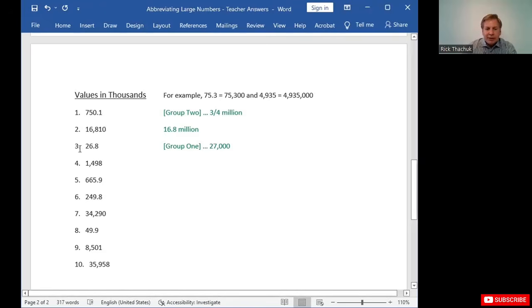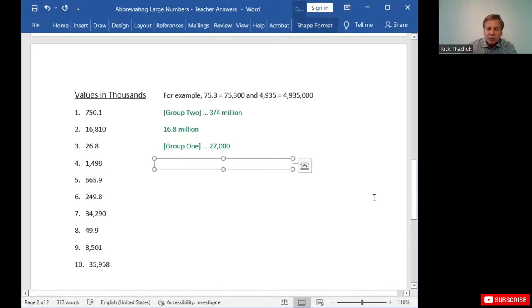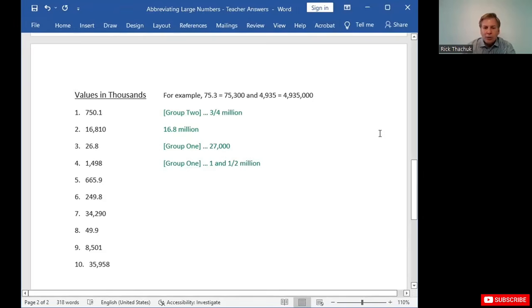Number 4, 1,498,000, which is 1,498,000. How can I abbreviate that number? Well, this part, 498,000, is very close to 500,000. So this number here is almost 1.5 million, just under 1.5 million. So I'll use anything from group 1, 1.5 million, almost 1.5 million, just under 1.5 million.